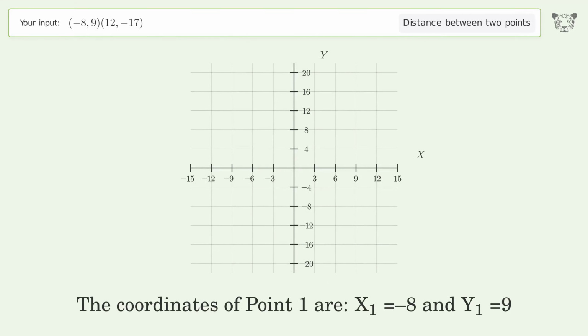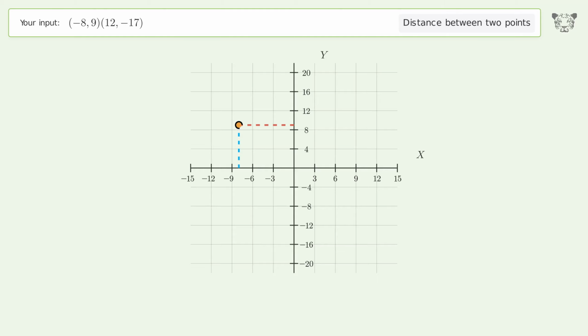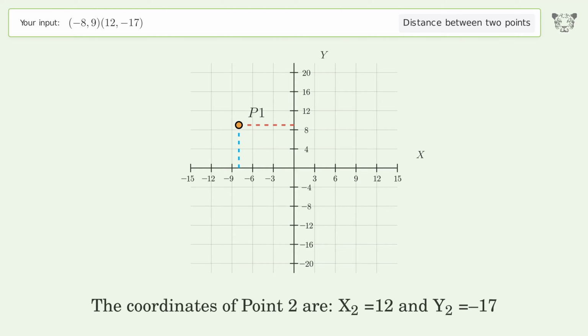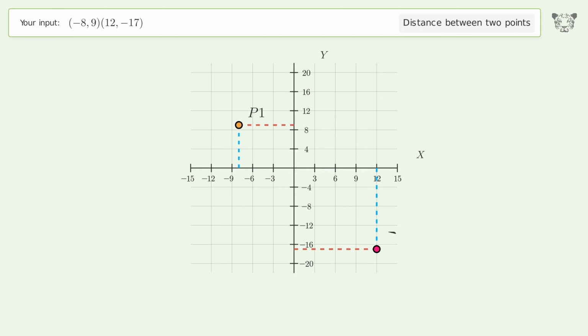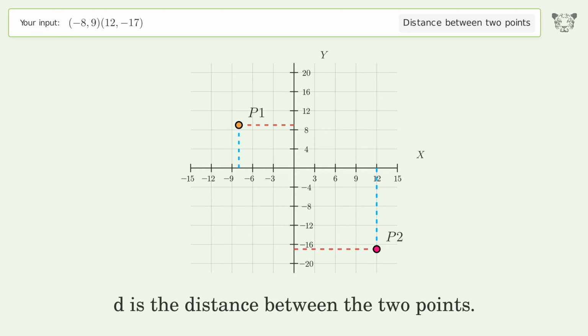The coordinates of point 1 are x1 equals -8 and y1 equals 9. The coordinates of point 2 are x2 equals 12 and y2 equals -17. D is the distance between the 2 points.